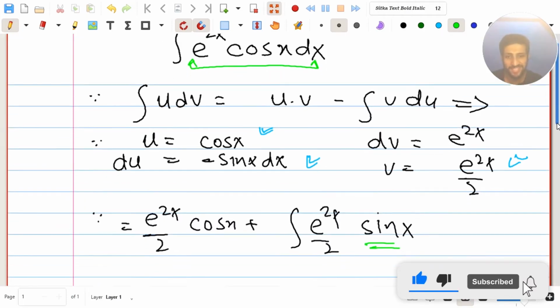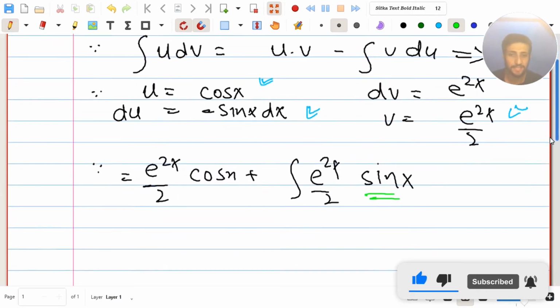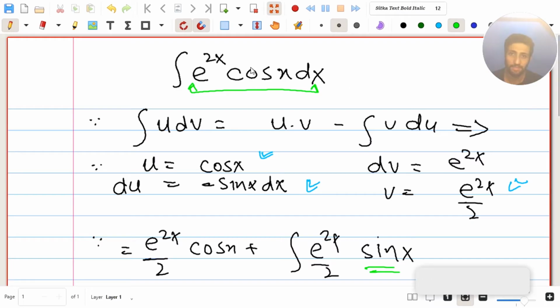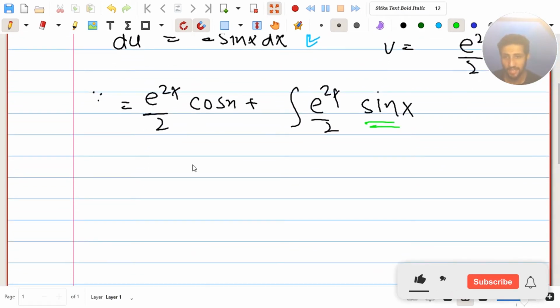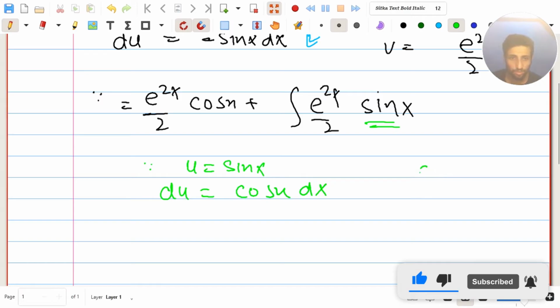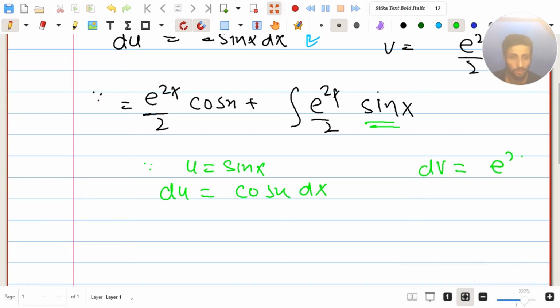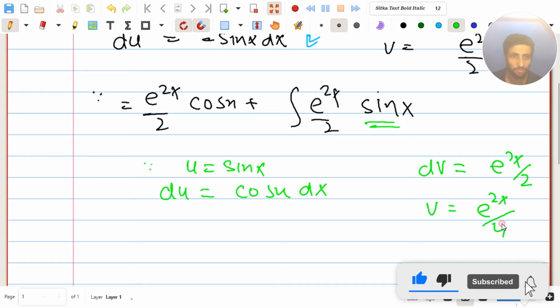So that means I need to integrate this integral again to get e to the power 2x cos of x dx. So let us again assume that u is equal to sine of x, and if I take the derivative, then du becomes cos of x dx. So from here my dv is simply equal to e to the power 2x divided by 2, and v is equal to e to the power 2x divided by 4.